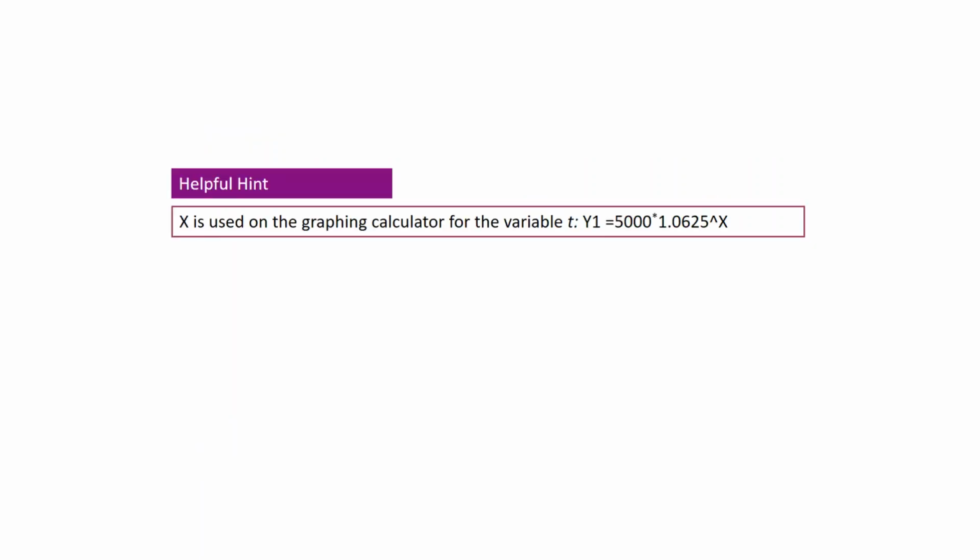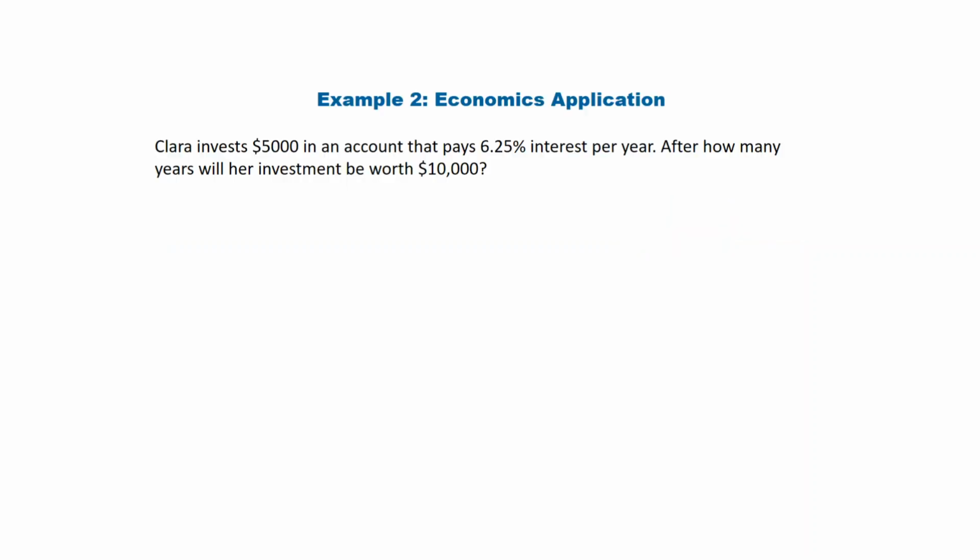All right, so a helpful hint: x is used on the graphing calculator for the variable t. So when you put in your calculator y equals and then put this function in, you won't put in t, just go ahead and put your variable x and that'll work just fine. Okay, let's take a look at an example.